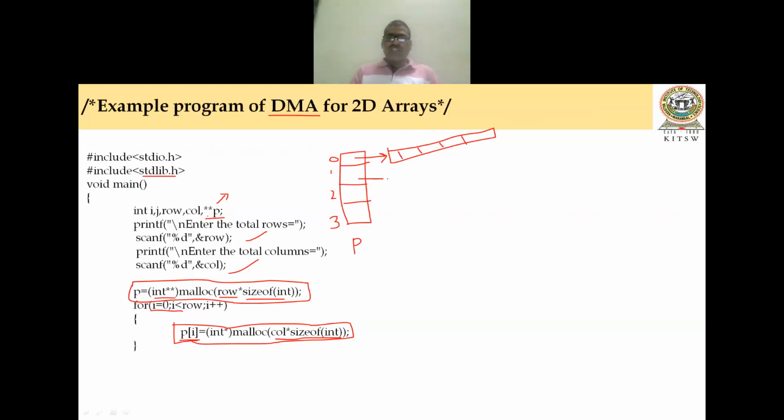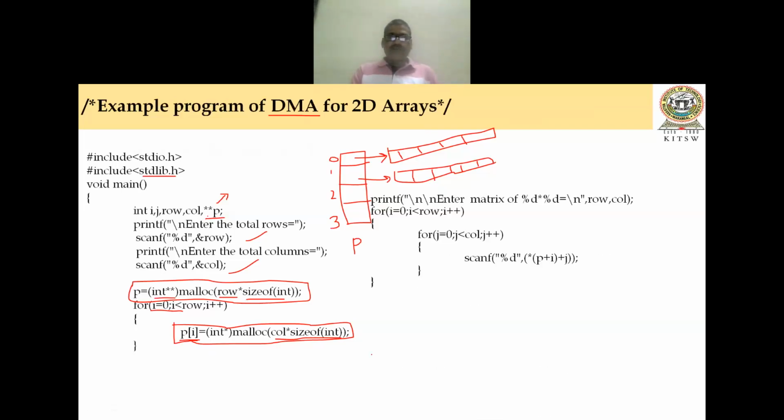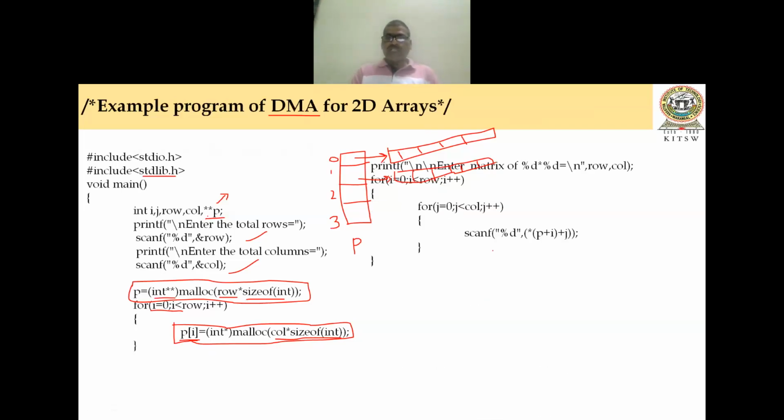So this is pointing to another row 1 in the matrix. Fine. So this is how it is pointing to again another one-dimensional array which is equal to the column size. Okay. So like this we are allocating the memory for this. So now we are reading the matrix elements.